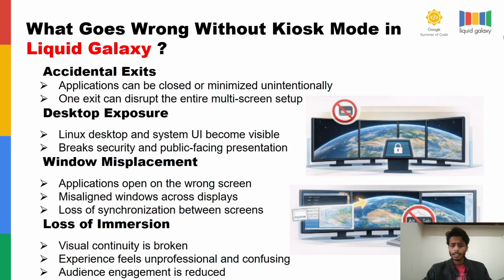Another issue is desktop exposure. If the application exits, the Linux desktop becomes visible. Now the public can see the system UI, the file manager, or the system settings. This is not only unprofessional, it's also a security concern. Then there's window misplacement. Applications might open on the wrong screen. Windows may overlap or become misaligned across the displays. The carefully designed visual continuity is lost.